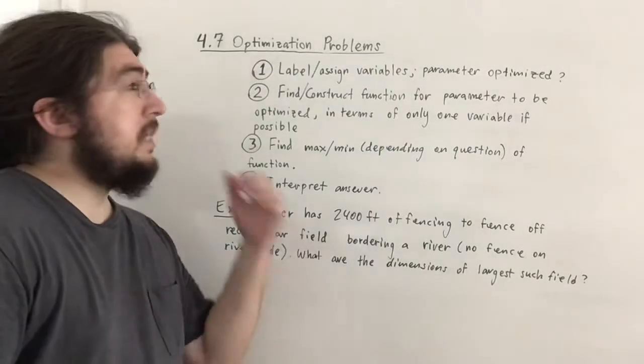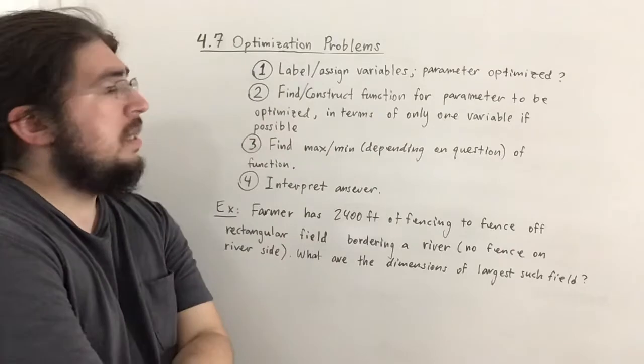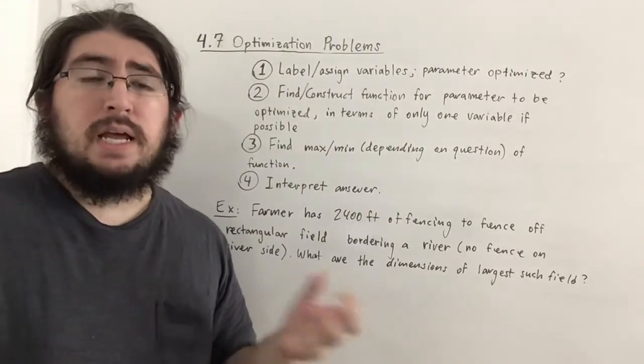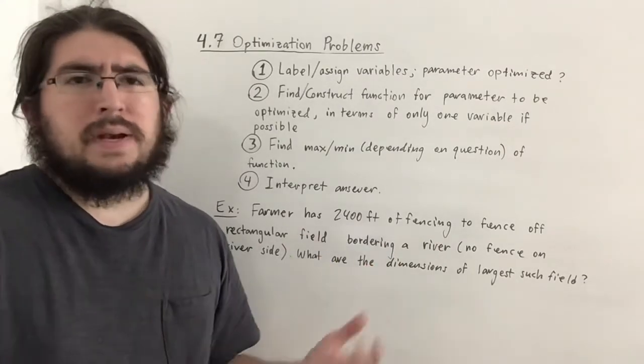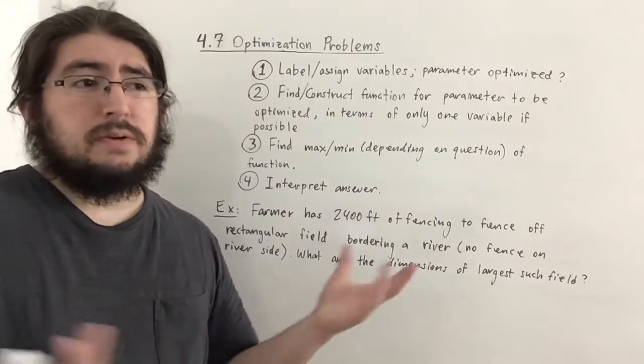Hello everyone, here we'll be talking about chapter 4.7, which is a discussion of optimization problems. What an optimization problem really is, is a problem where you're given a situation and asked to find either the largest such parameter or smallest such parameter, depending on the question. So optimize really means find the maximum or minimum of a particular scenario.